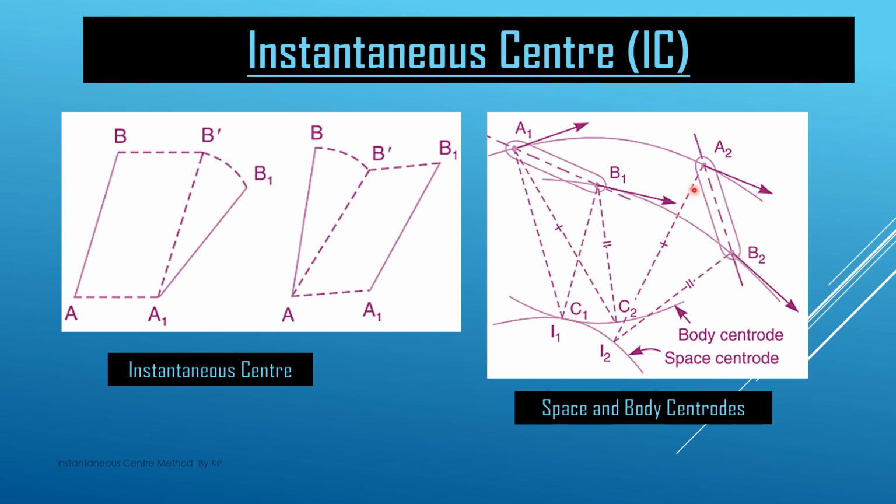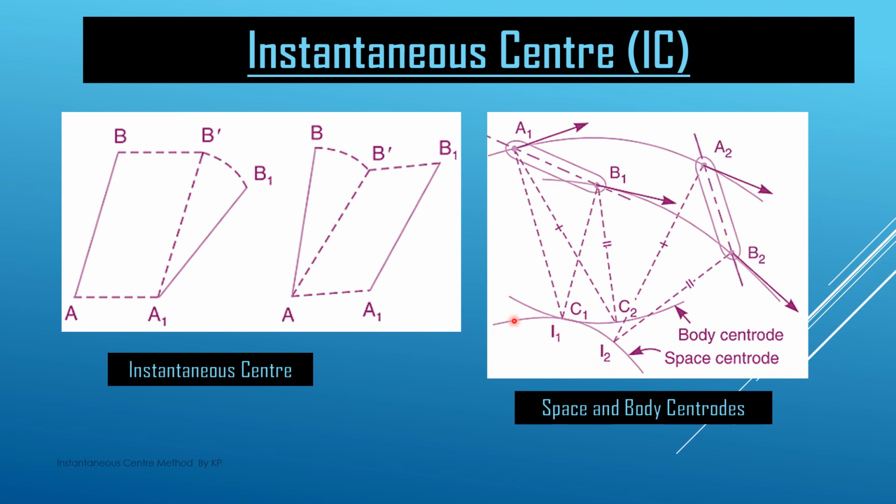If after some interval of time the new position is A2 B2, the velocity vector at point A2 is in this direction and the velocity vector at point B2 is in this direction. So again we draw the perpendiculars from these two velocity vectors and they meet at point I2. So we see that as the link moves from A1 B1 position to A2 B2 position, the instantaneous center changes its position from I1 to I2.